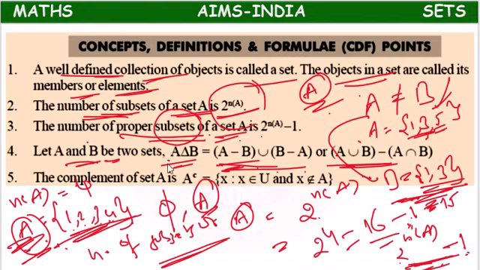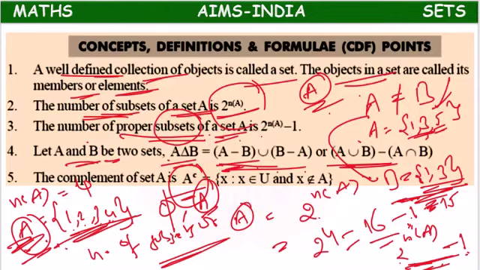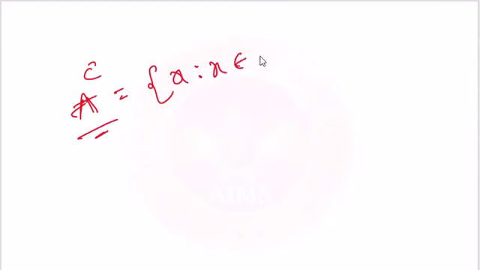Next, we have another set called complement. Complement is denoted by A^c, and it is read as A complement. It means in A complement, x such that x belongs to the universal set mu, and x does not belong to A.